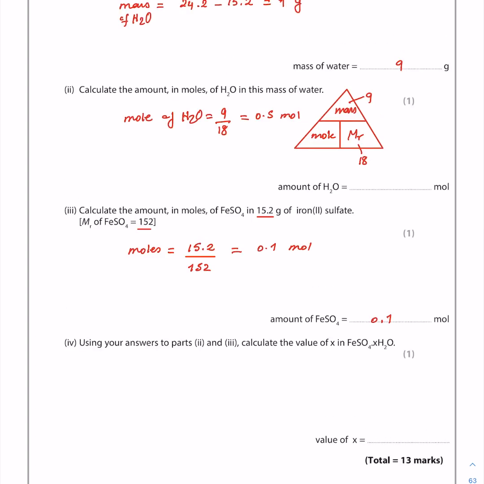Using your answer to part double I, where we got the moles of water as 0.5, and triple I, where we got the moles of iron sulfate as 0.1, calculate the value of X. So now we have the moles of iron sulfate as 0.1 and the moles of water as 0.5. We can get the ratio between the moles by dividing by 0.1, the smallest number: 0.1 over 0.1 and here 0.5 over 0.1. It comes out to 1 to 5. So the ratio between iron sulfate and water is 1 to 5, so X is equal to 5.